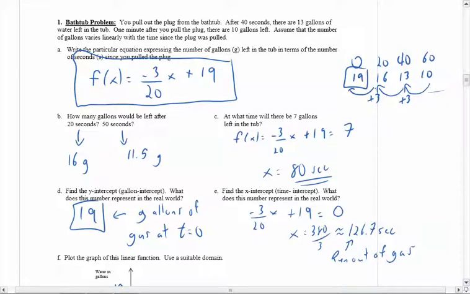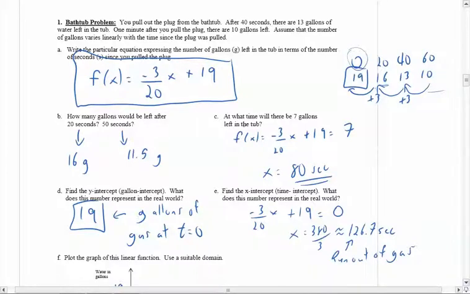I know when x equals 0, at time 0, I had 19 gallons. And once I have the equation, I can do all my answers. Now I can ask, how much is left after 20 seconds? You can see here I had 16. If I plug it in the formula with x, or time, being 20, I'll get 16 gallons. Same thing at 50. At 50, I'm going to have 11 and a half, and you can see that's right in between here. Here's where 50 would be. Again, I'm just plugging these in.